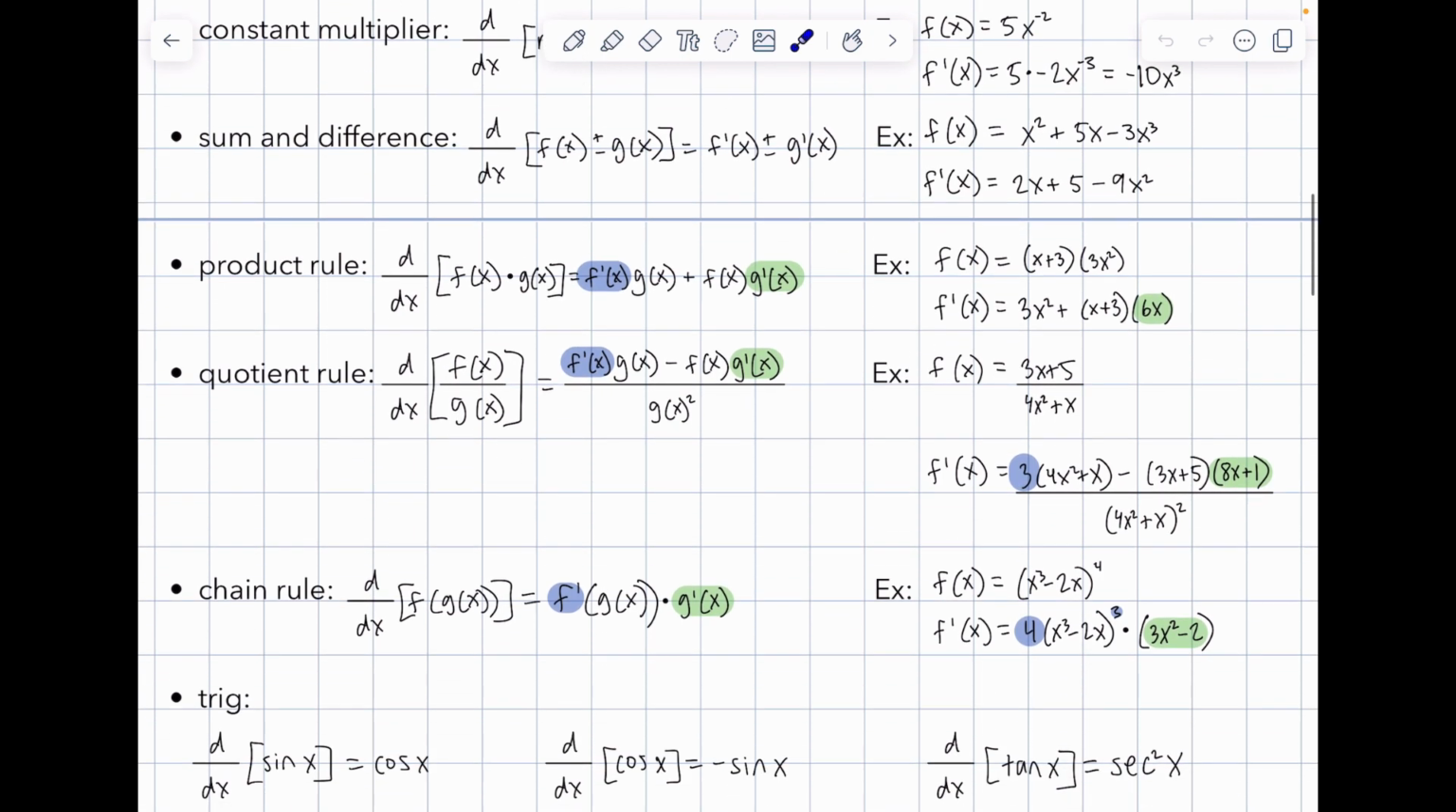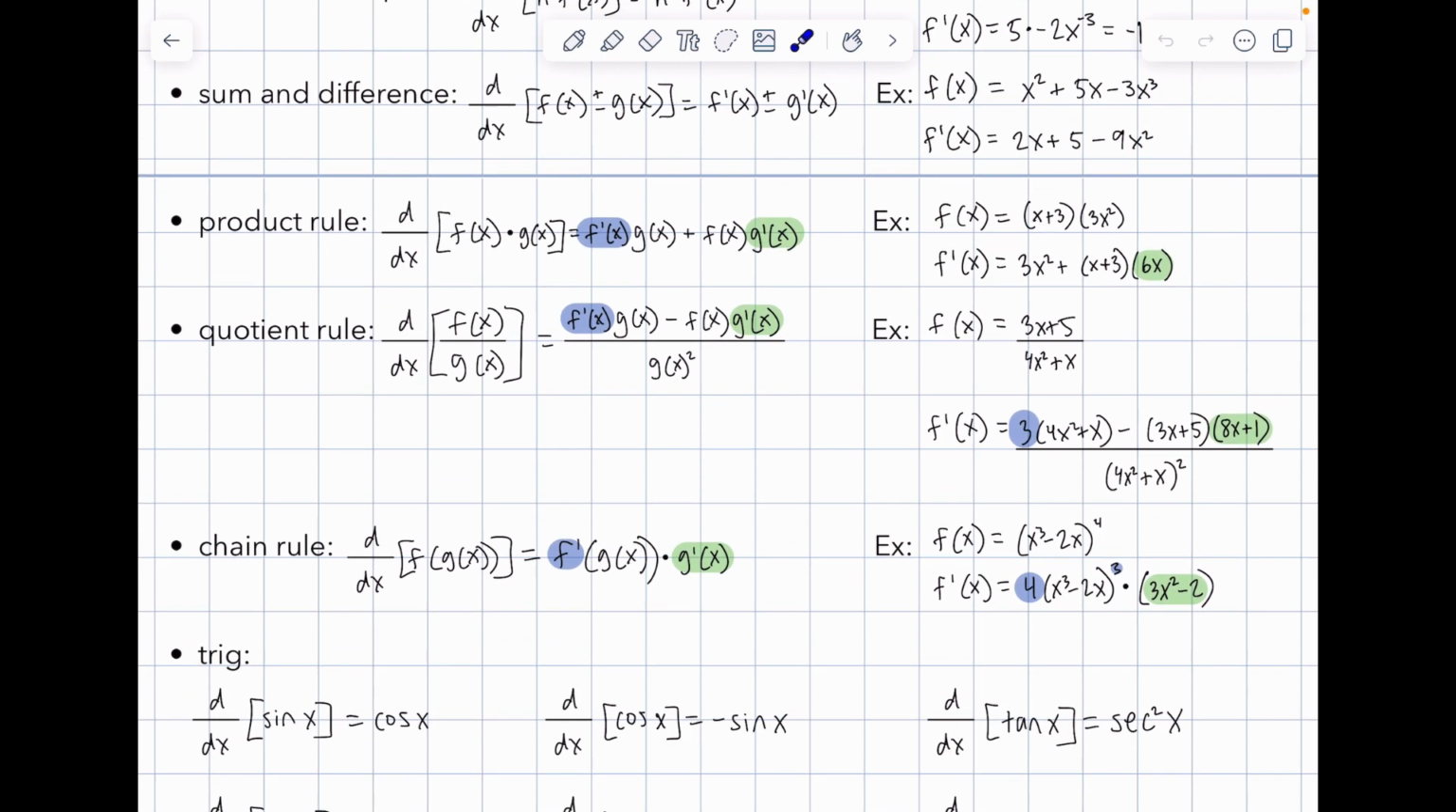And so now the product rule. If you have two functions that are being multiplied by each other, like f of x times g of x here, you're first going to take the derivative of the first function and multiply that by the original second function. So that's f prime of x times g of x here. And you're going to add that to the original first function multiplied by the derivative of the second function. So in simpler terms, f prime of x times g of x plus f of x times g prime of x.